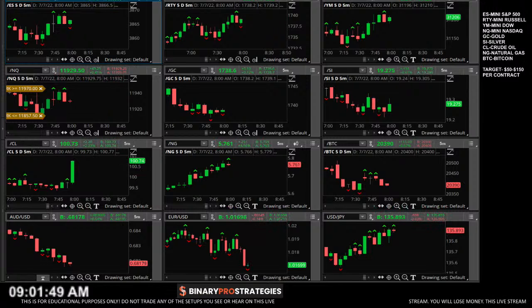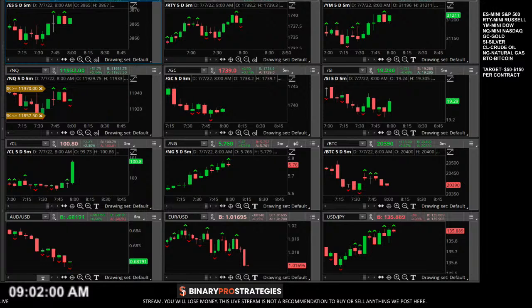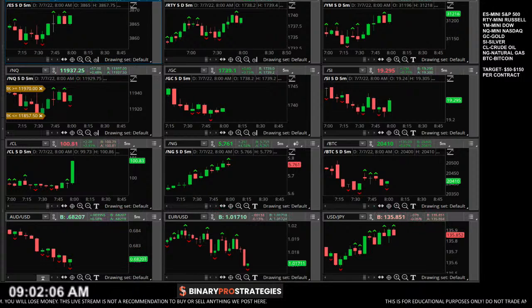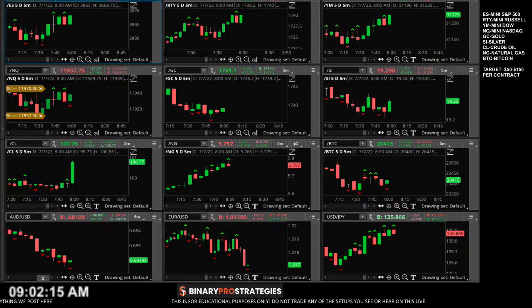Right now, the only thing coming in is on the mini NASDAQ NQ, which is in a buy, looking for a target of 119.70. ES has already started on its way, but I will go ahead and give you that target on ES. That ES mini S&P target is 3872.